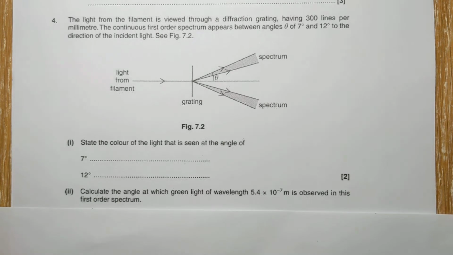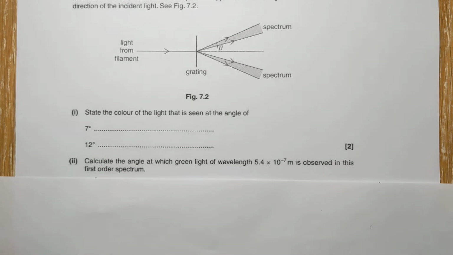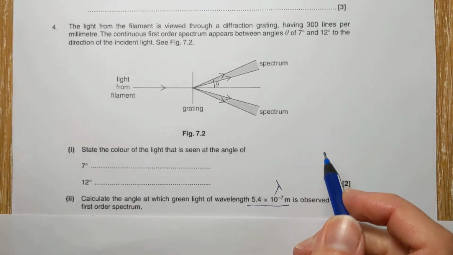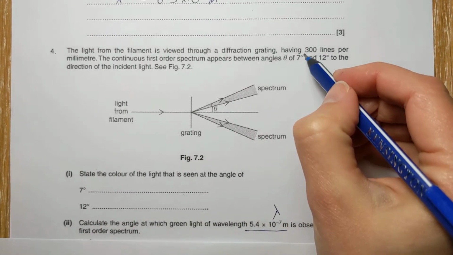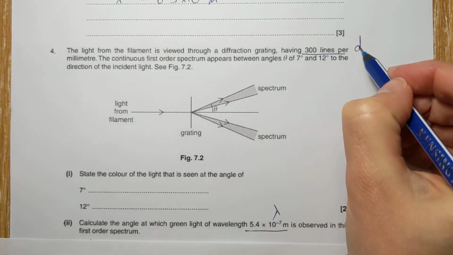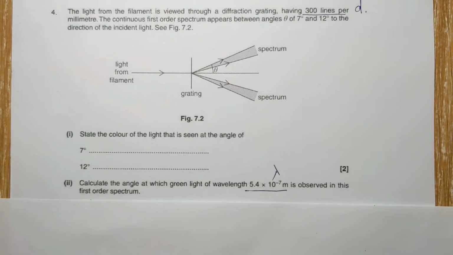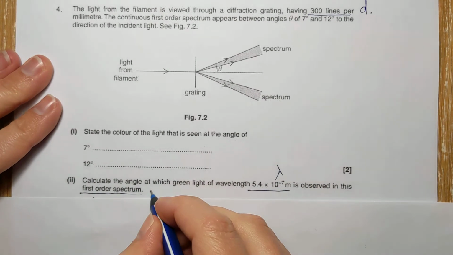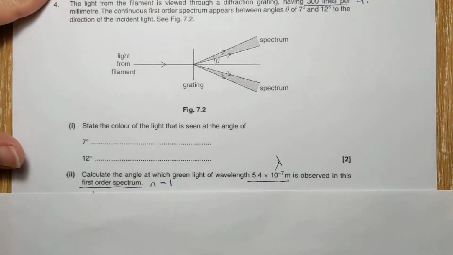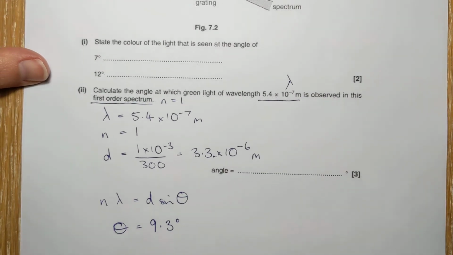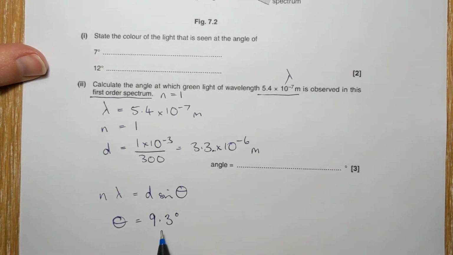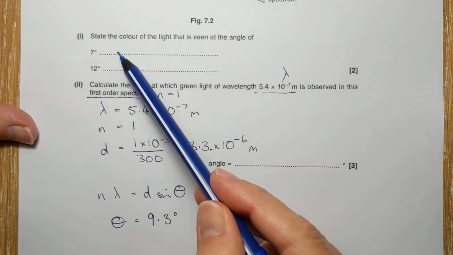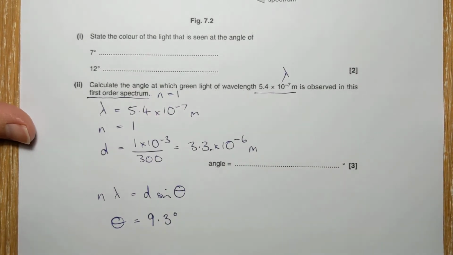And then it says calculate the angle that green light's going to be at. You're given the lambda there. You're given the d, it's the same as it's been every other time there. You're going to use that to calculate d. And we're after the first order spectrum, so that's n equals 1 again. Put all those numbers in and you'll get theta equals 9.3 degrees, and just as a quick check there, that is between 7 and 12, as it should be, green between red and blue light there.